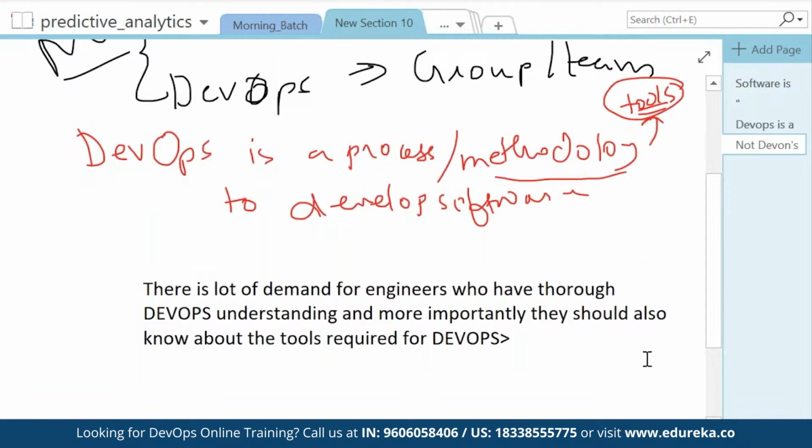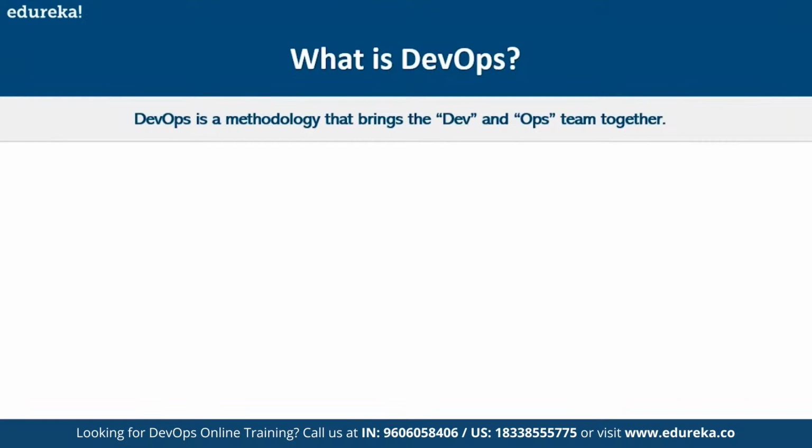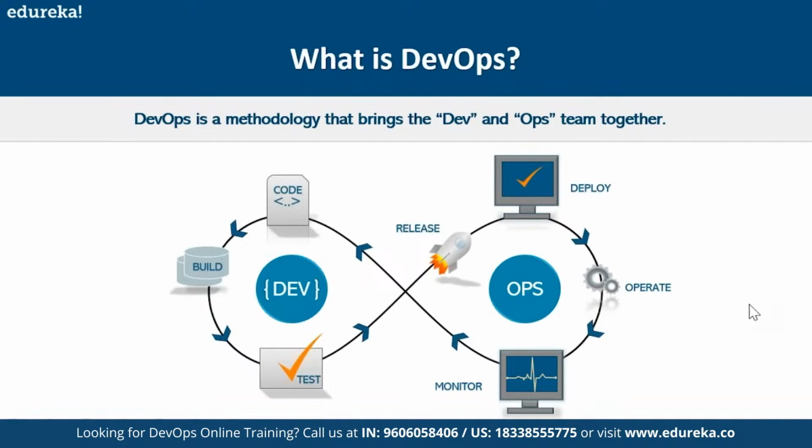Perfect. With this background, DevOps is a methodology that brings the developer and operations teams together. You can see the developer team will code, build, and test. Once the code is built and tested, it needs to be released. The release is taken care of by the operations team. Once it is released, it will be deployed and monitored.